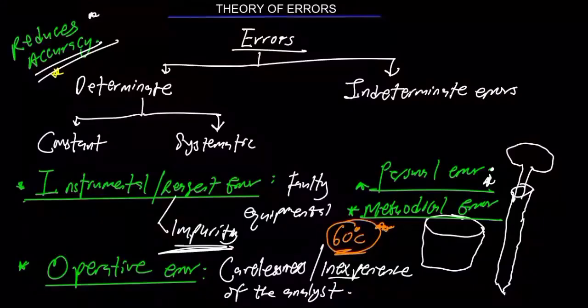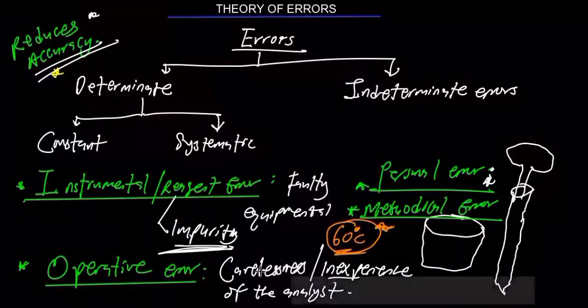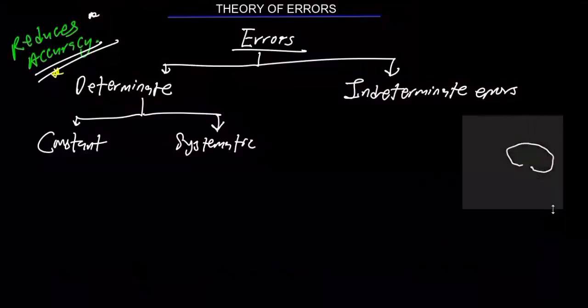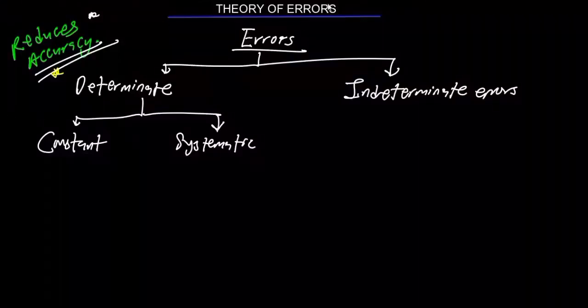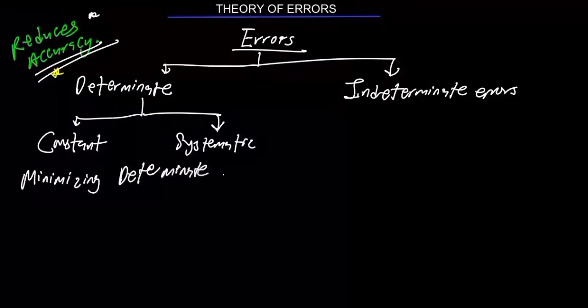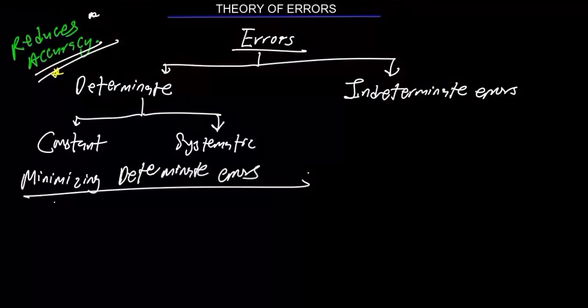Okay, so what are the methods that can be used to reduce determinate errors? There's a way you can even learn it by summarizing it this way. So the first one is this. Let me write: minimizing determinate errors. Now, remember that this determinate error arises from faulty equipment and reagents.